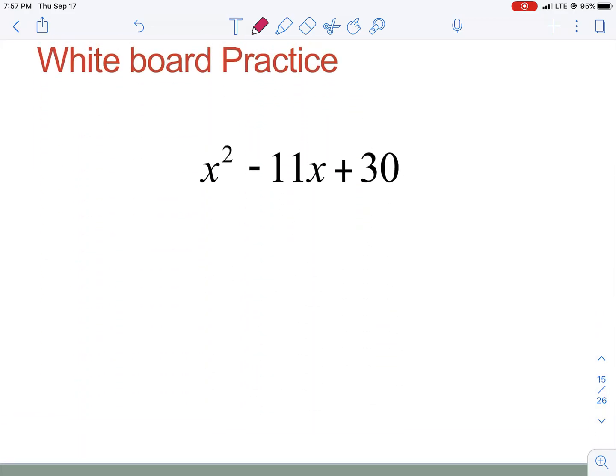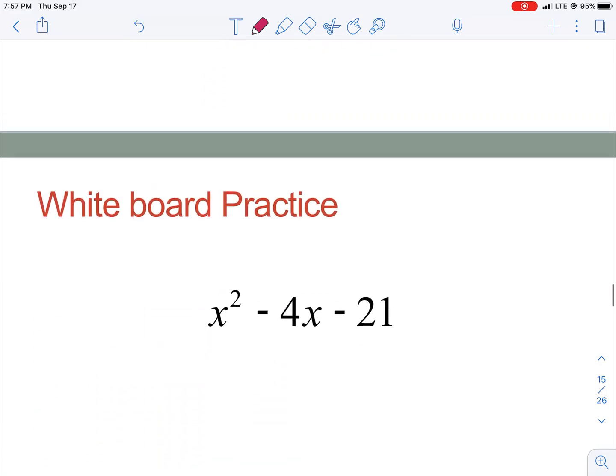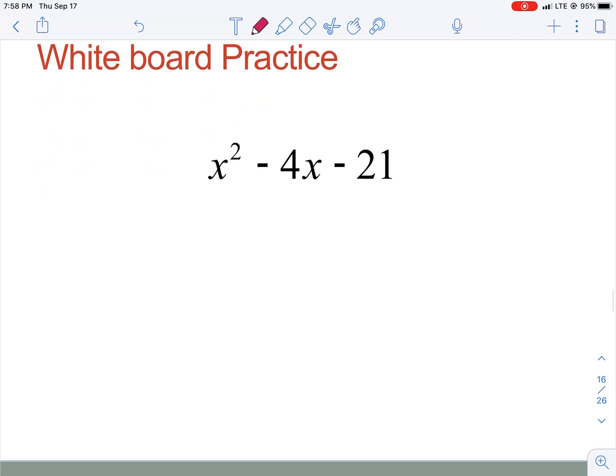Okay, so here's some practice. I would like you to hit pause and try it, and I'm just going to write the answer. So this is factors of 30 that add up to negative 11. I don't even need a table. That's x minus 5 and x minus 6 because that gives me a positive 30 and a negative 11. Try that one.